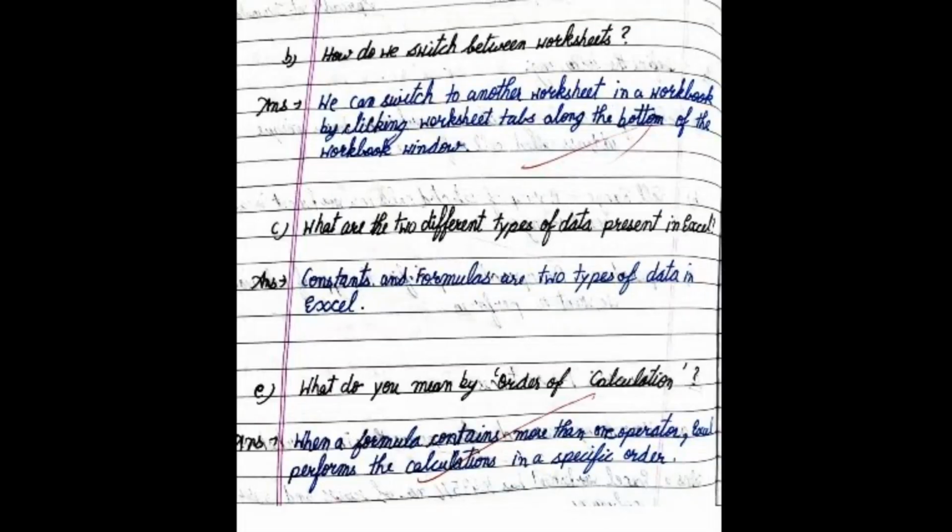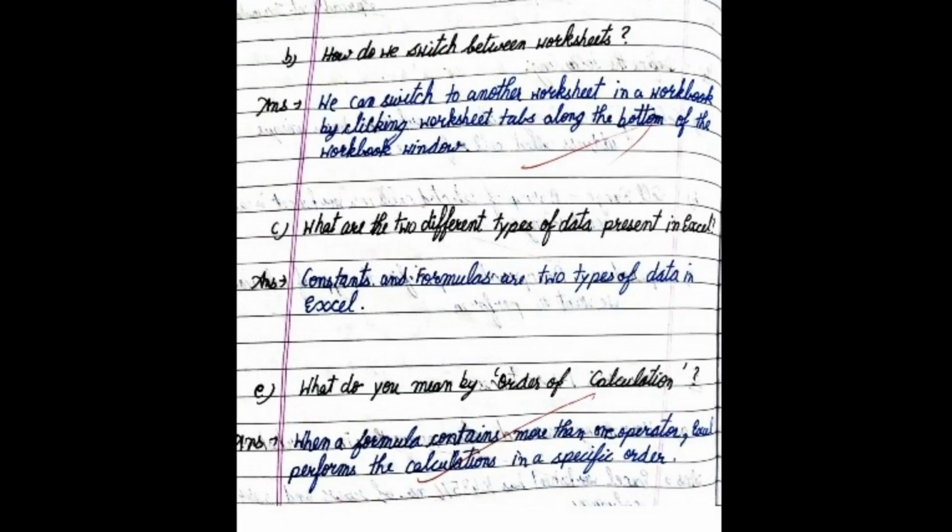The question number B is how do we switch between worksheets? Its answer is we can switch to another worksheet in a workbook by clicking worksheet tabs along the bottom of the workbook window.